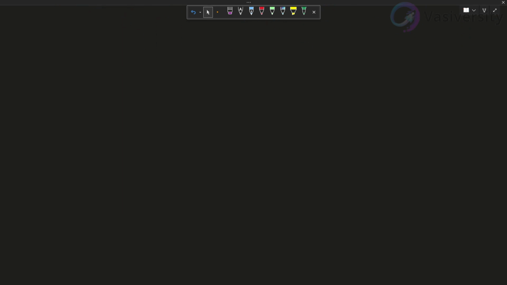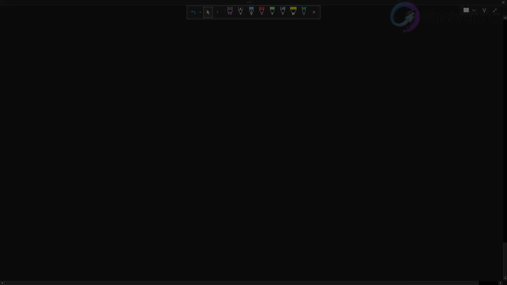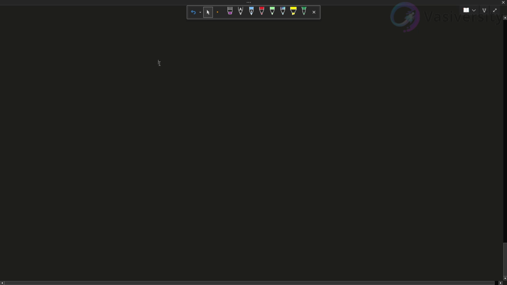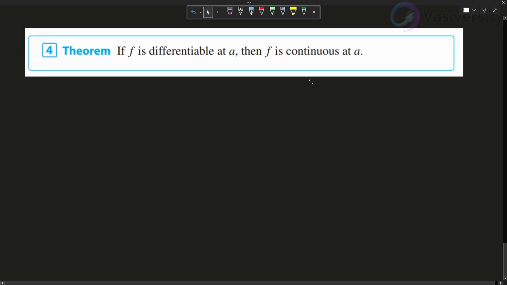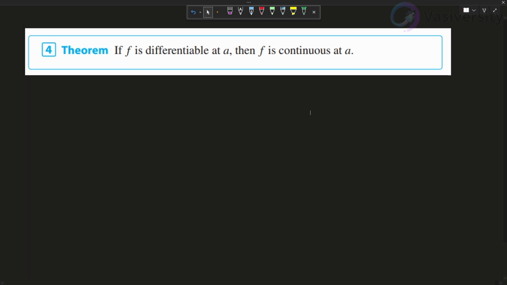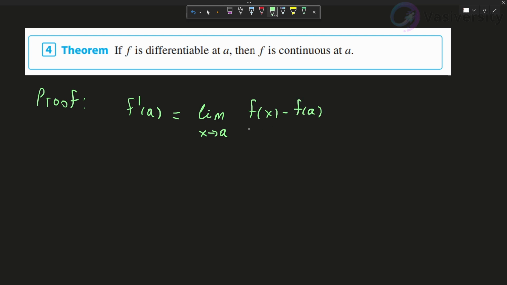So let's form a theorem. And that's going to be a theorem of differentiability. So if f is differentiable at a, then f is continuous at a. Okay. So let's go ahead and do the proof here. So we know that we want to find f prime at a, which is going to be the limit as x approaches a of (f of x minus f of a) over (x minus a), right?